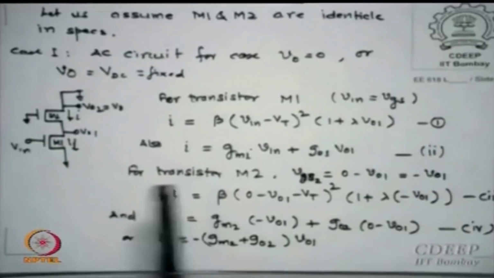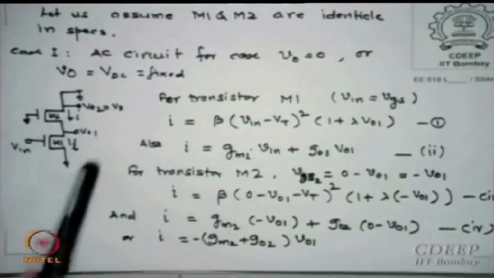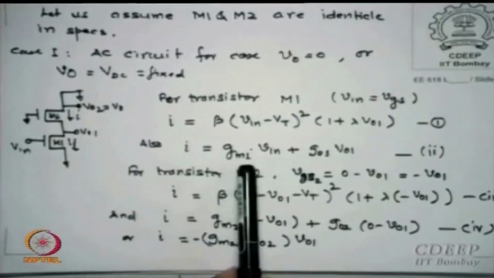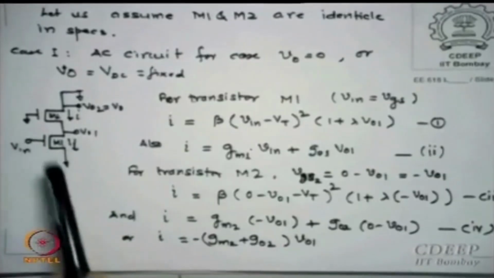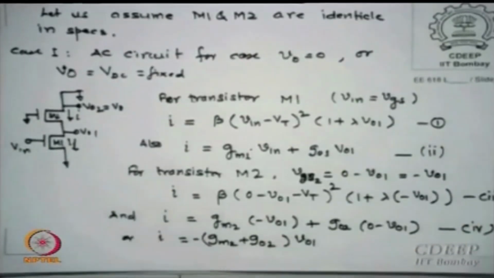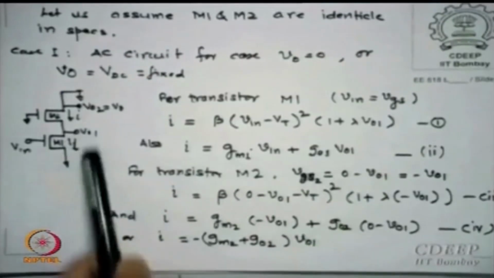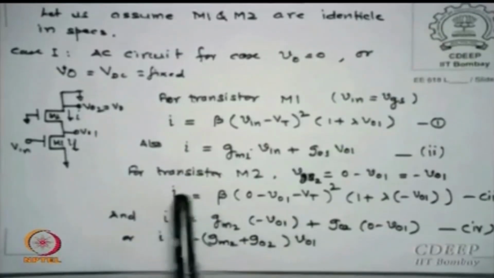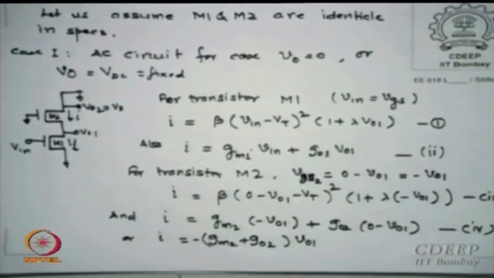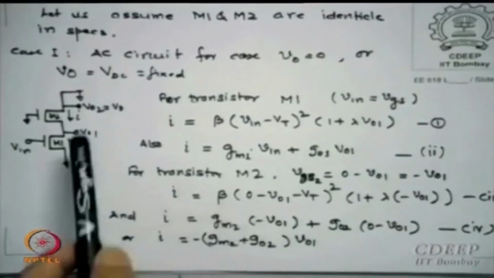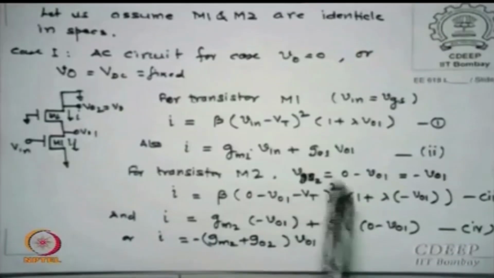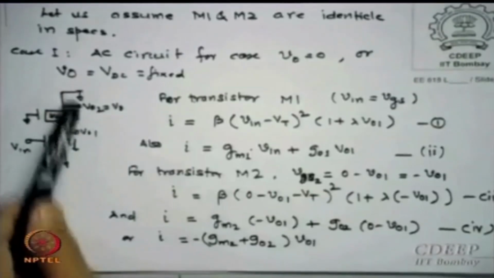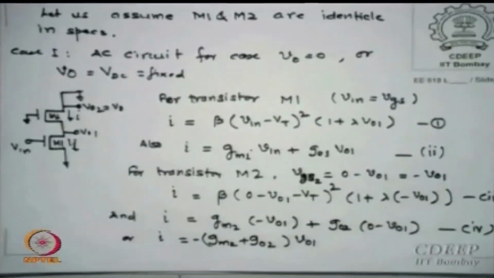So I just substitute. I am just trying to show you what current is flowing there. However, if I look at this transistor from the small signal point of view, then I say I is equal to GM1 times V in, which is the current source going out, current going into the output, plus GO1 times VO1. Okay. Now for this transistor M2, similarly I is equal to beta times (0 minus VO1 minus Vt) squared into (1 plus lambda times VDS), where VDS is 0 minus VO1, so it is substituted. This can be the current in M2.